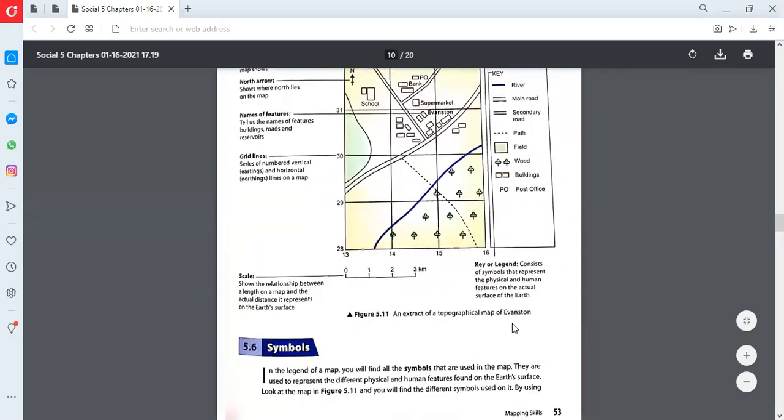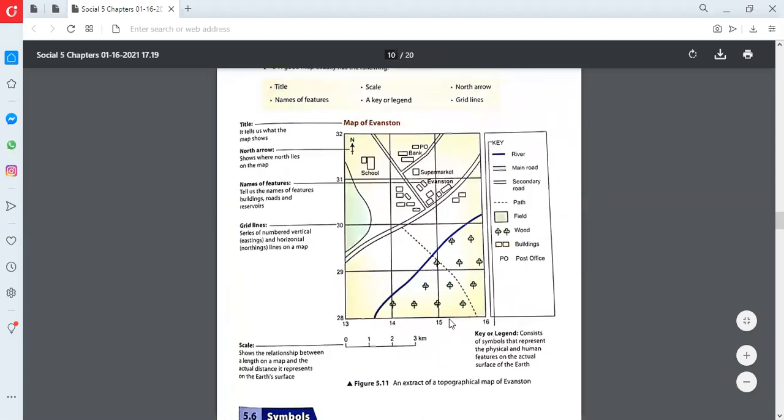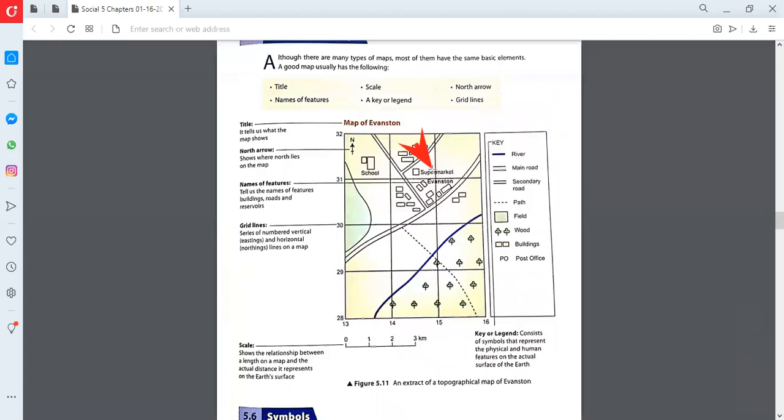So we are here, on page number 53. If you see, where is the supermarket? The supermarket is there. So exactly we have to find out where the supermarket is, which spot is near. Is this spot near or this spot? This one is the spot which is near.